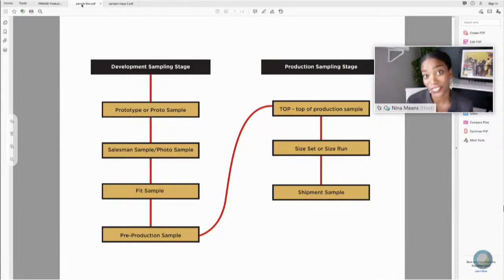Is the pre-production sample. So this pre-production sample is really, really important. Actually, before I get into pre-production, let me finish with fit sample because fit is really, really key. If you don't get fit right, you are going to waste your time and your money and your energy. If your customer loves the way that it looks on the model, I've had this experience before.